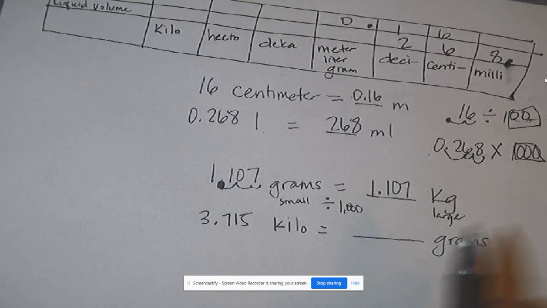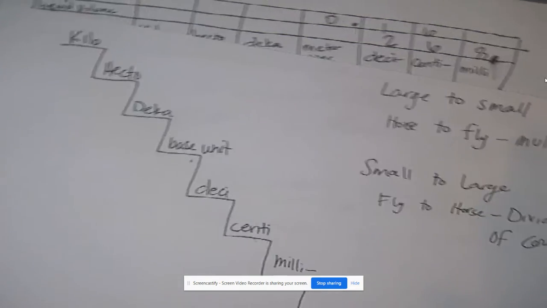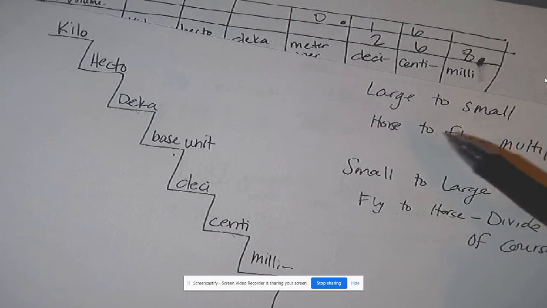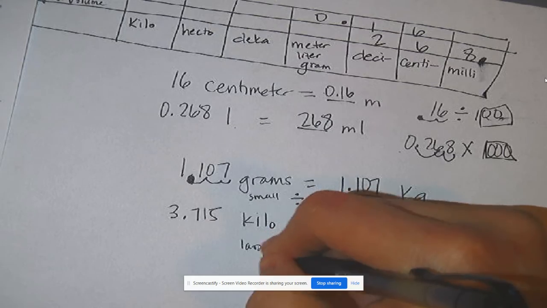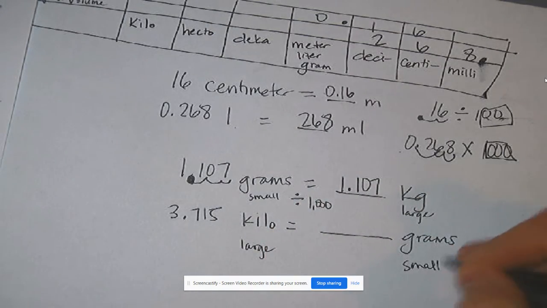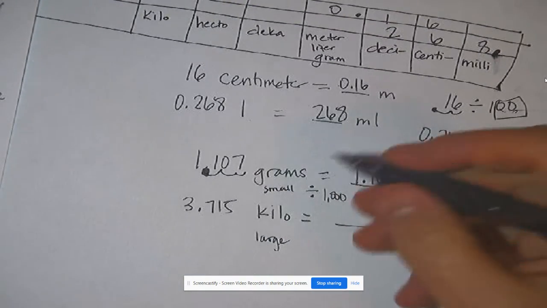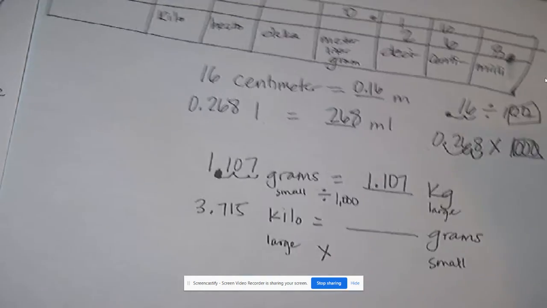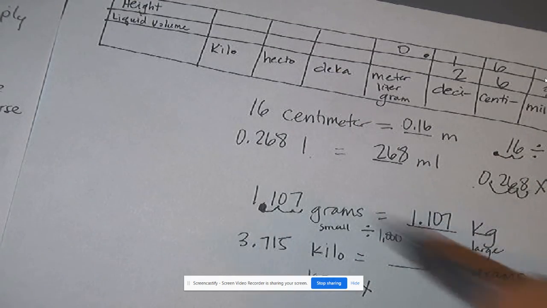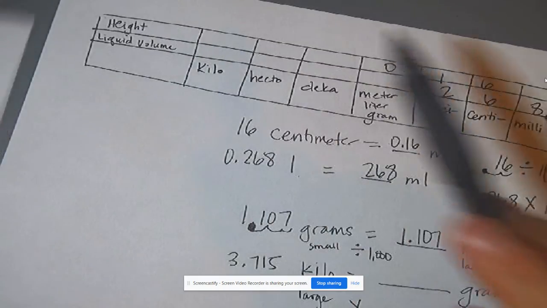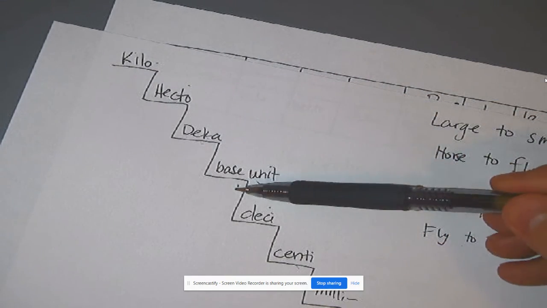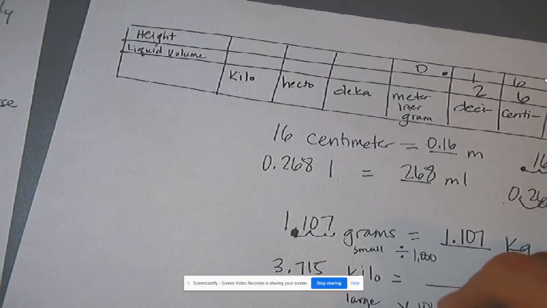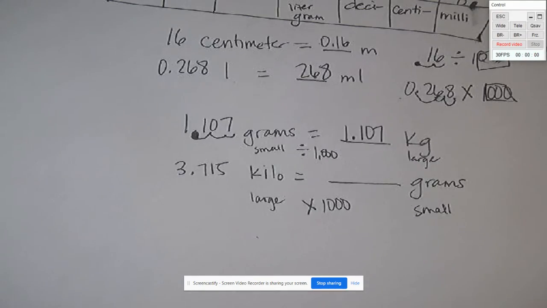Okay, kilogram to grams. First thing we asked, large to small, small to large, kilograms to grams. So we are going large to small, horse to fly, multiply, okay? And it's the same. We went grams to kilograms, so 10, 100, 1,000. So we're going to multiply by 1,000.